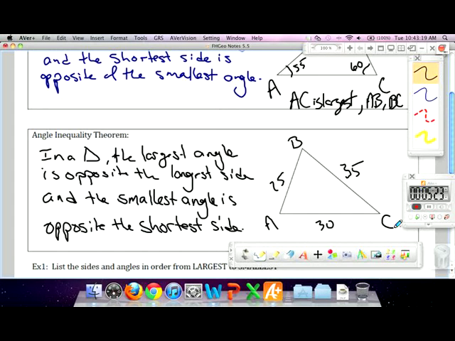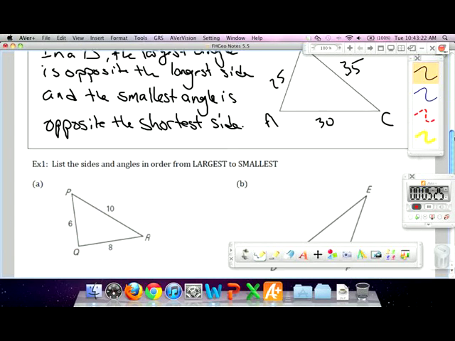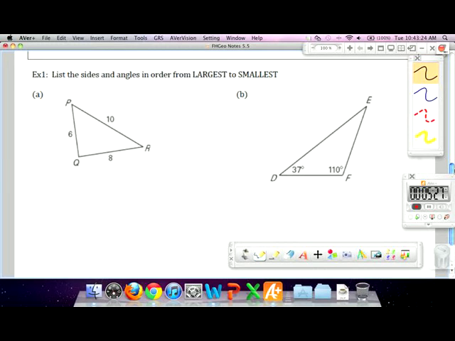So we've got a quick little exercise here. Here's two triangles. List both the sides and the angles from largest to smallest. In each of those, one of them should be painfully obvious. I basically told you. And the other one, you have to actually use the comparison ideas that we just had before. So find, for each picture, the side lengths from largest to smallest, and the angle measures from largest to smallest. Angle Q, angle P, angle R.